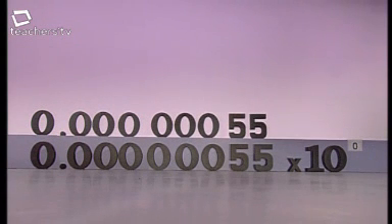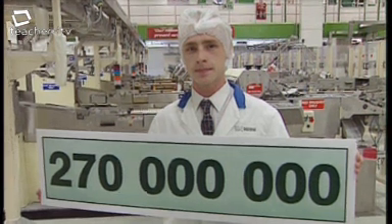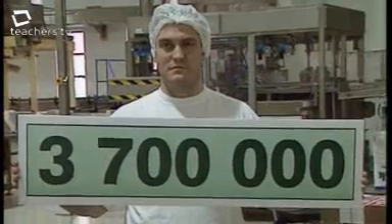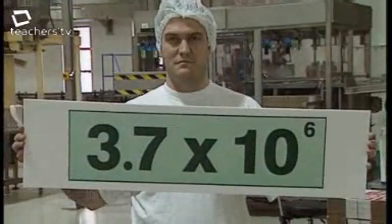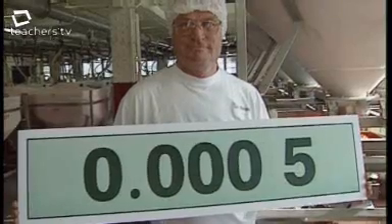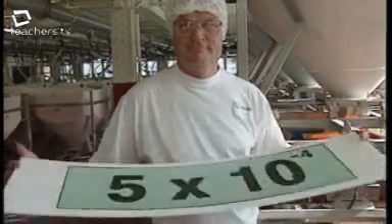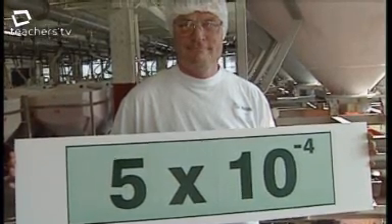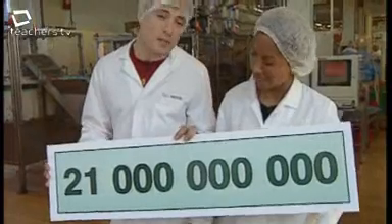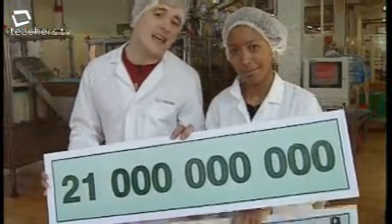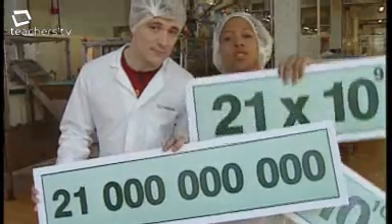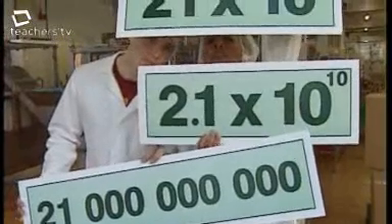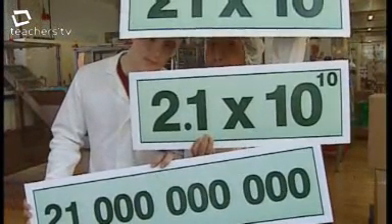So what about those numbers we saw earlier? 270 million becomes 2.7 times 10 to the power of 8. 3,700,000 becomes 3.7 times 10 to the power of 6. 0.0005 becomes 5 times 10 to the power of negative 4. See if you can work this one out. There are 21,000 million Smarties produced each year. What is that in standard form notation? Is it 21 times 10 to the power of 9 or 2.1 times 10 to the power of 10?